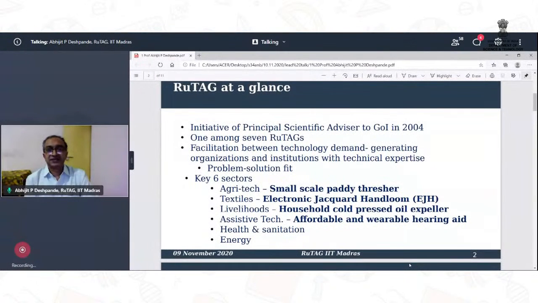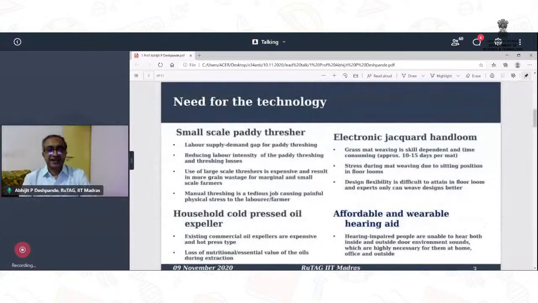There are several sectors in which we carry out activities. For the purpose of today's presentation, I'm just going to look at 4 products, also to give you an idea of the level of penetration and readiness of these, and the opportunity out there for several different stakeholders to come together and proceed forward. These are in agri-tech, textiles, livelihoods, assistive technology, health and sanitation, and energy. Basically, all of these are very important sectors for the rural areas. Can we go to the next slide, please?